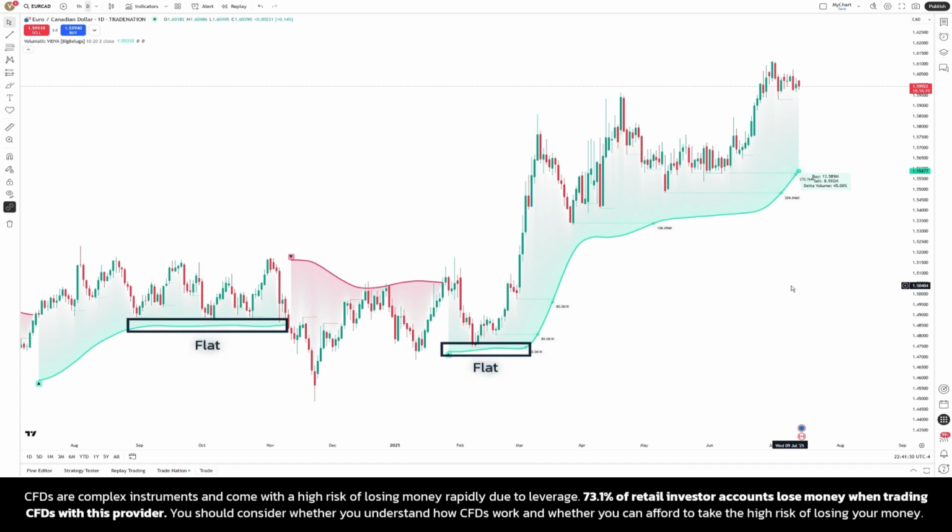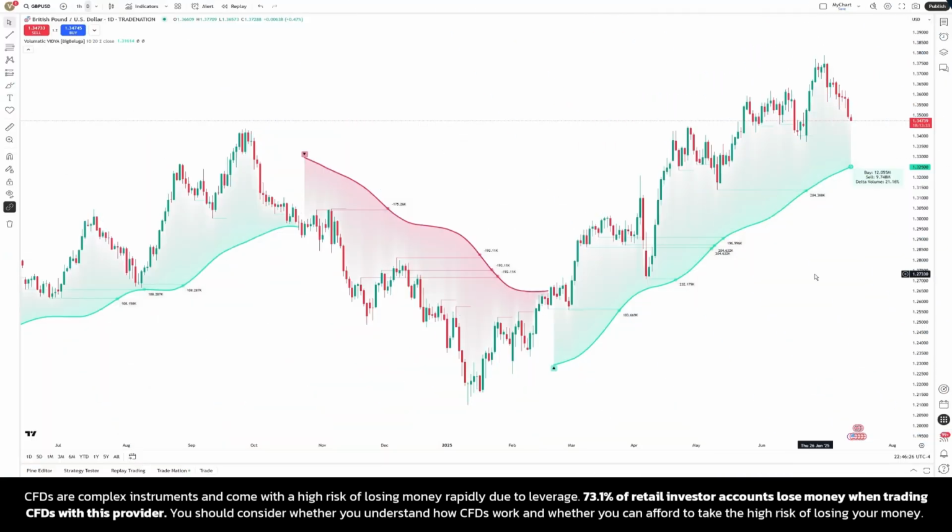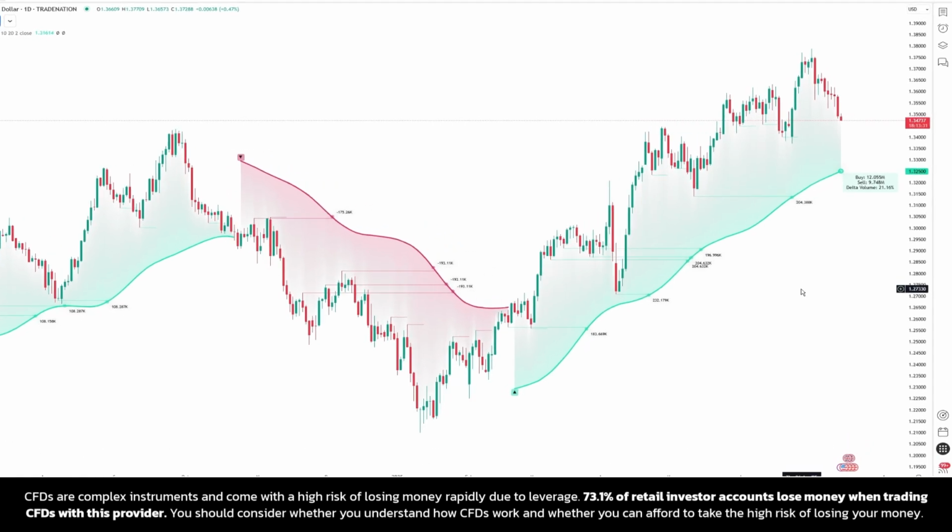In sideways conditions, it flattens. During volatile breakouts, it becomes more reactive. For traders, this means you're always working with context-sensitive trend information rather than a rigid, fixed-length calculation. But where it truly separates itself is volume analysis.